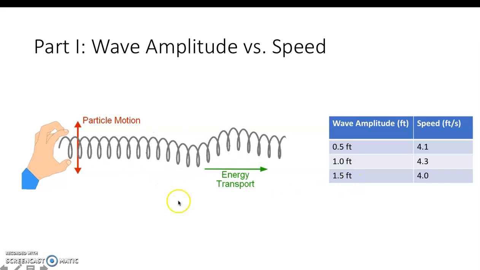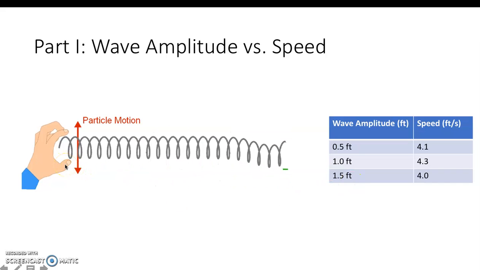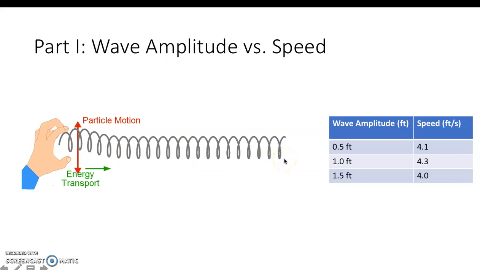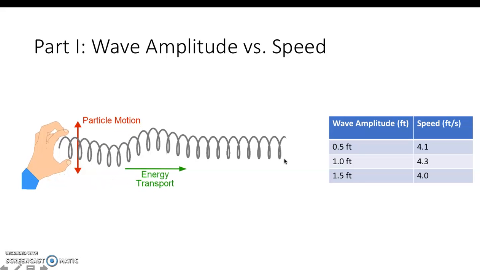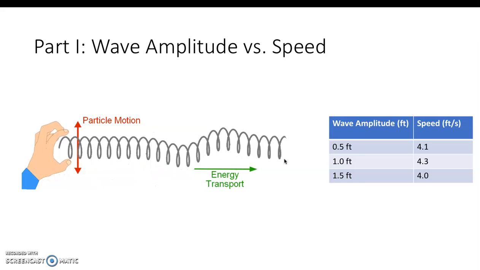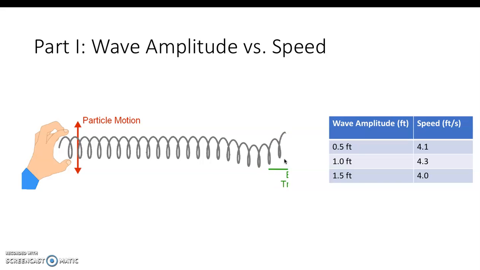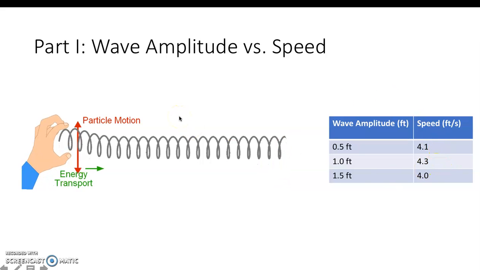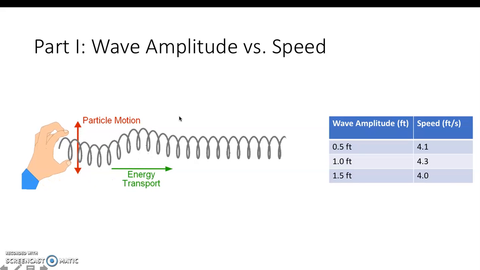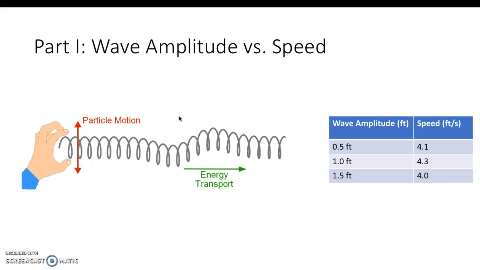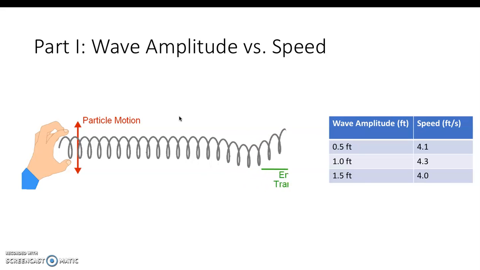Then to measure the speed, you would measure the distance from your hand to the other end, while someone else calculated the time it takes using a stopwatch. Then speed is simply distance divided by time because it travels at a constant speed. In this case, wave amplitude should not affect speed.